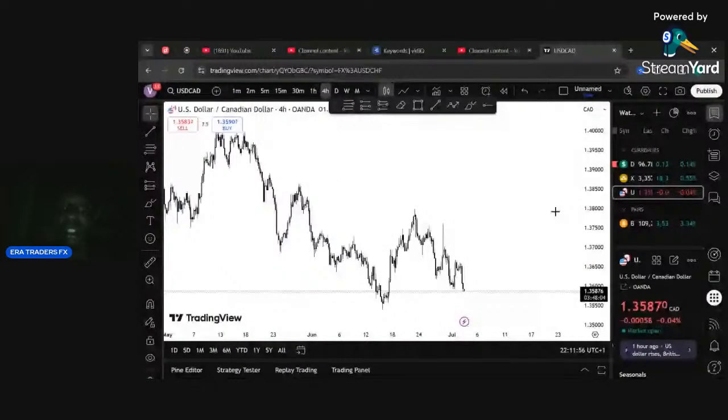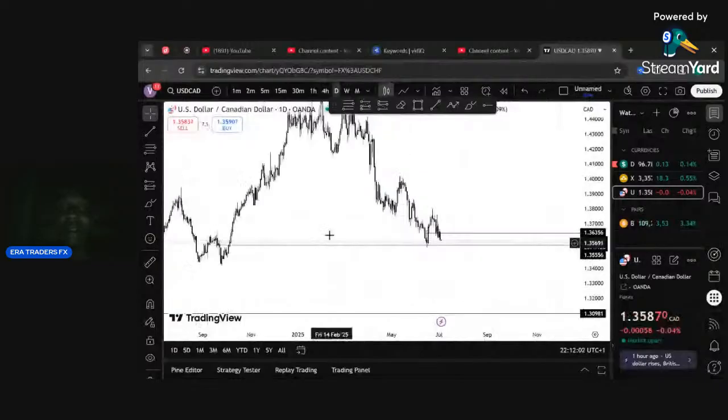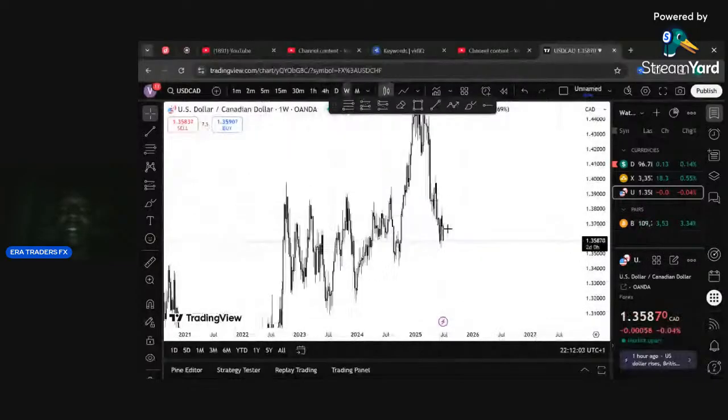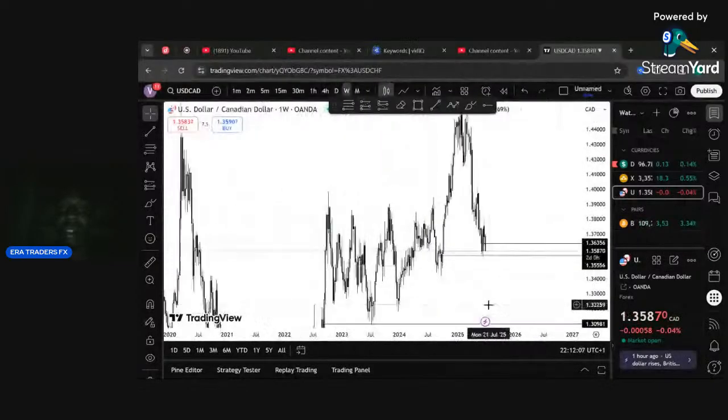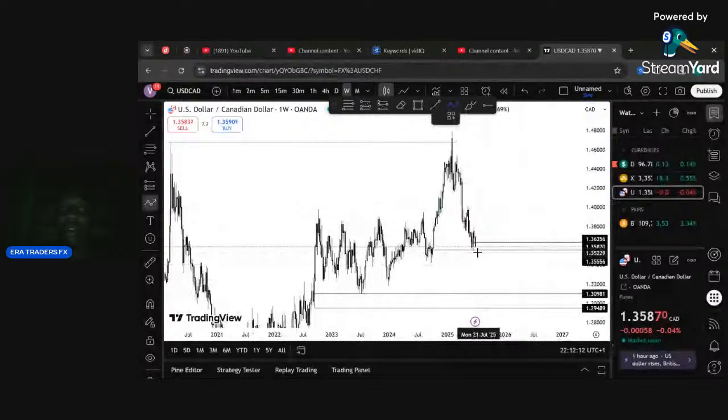So on UJ, I think it was the weekly time frame or thereabouts. I think it was a weekly time frame, but then again, I haven't really seen anything massive, but I'm expecting price to push.